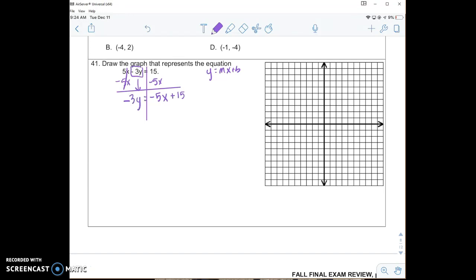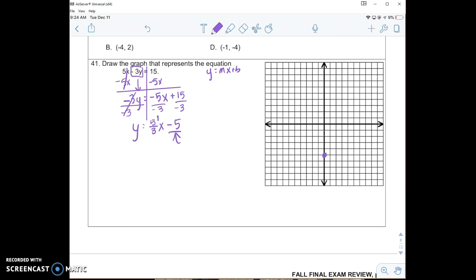I need to get the y by itself, so I need to get rid of the negative 3. It's negative 3 times y. So doing the opposite, I'm going to divide everything by negative 3. Y is equal to negative divided by negative makes positive 5 over 3x. 15 divided by negative 3 is negative 5. So I'm starting at my y-intercept of negative 5.